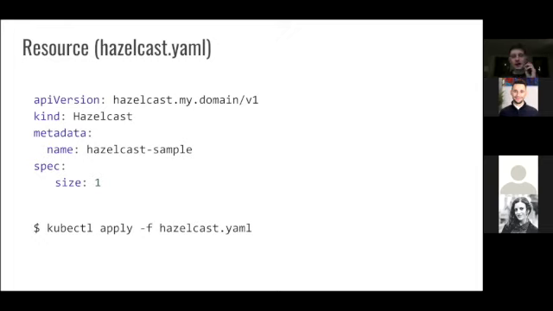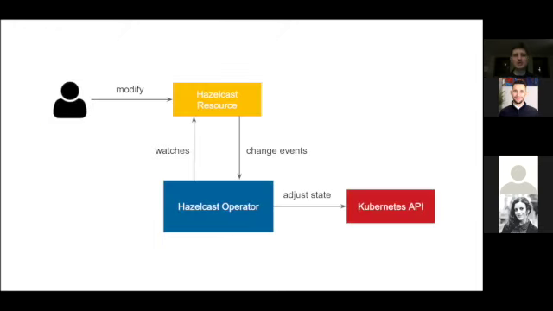So this is from the user perspective. As a developer, I just set it up. I would like to have a Hazelcast cluster. So our operator in this scenario will be an application that watches the Hazelcast resource. Users modify the Hazelcast resource, and our application watches this Hazelcast resource and detects the changes. So it listens to the change events, and when any change occurs, it adjusts the state in the Kubernetes cluster using the Kubernetes API.